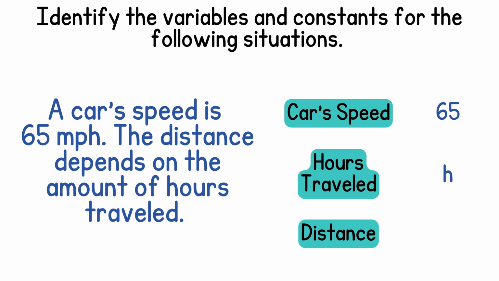Now let's look at distance. The distance can change based on how long we drive. So this is a variable, and we can find the value of the distance by multiplying the car's speed by the hours traveled. So we'll represent the distance as 65 times h.